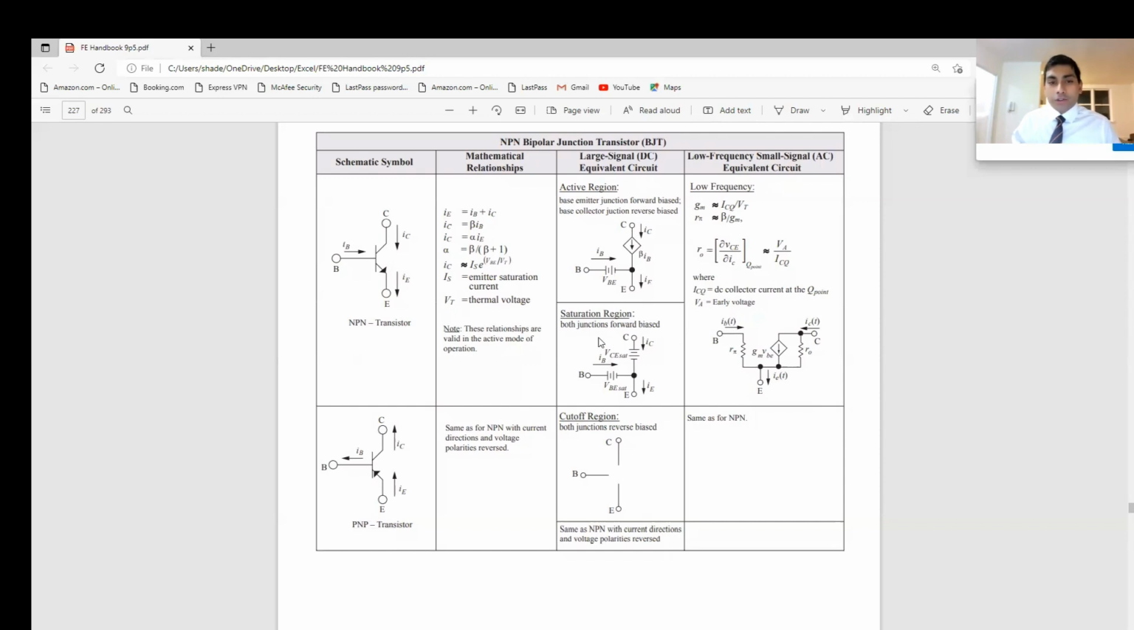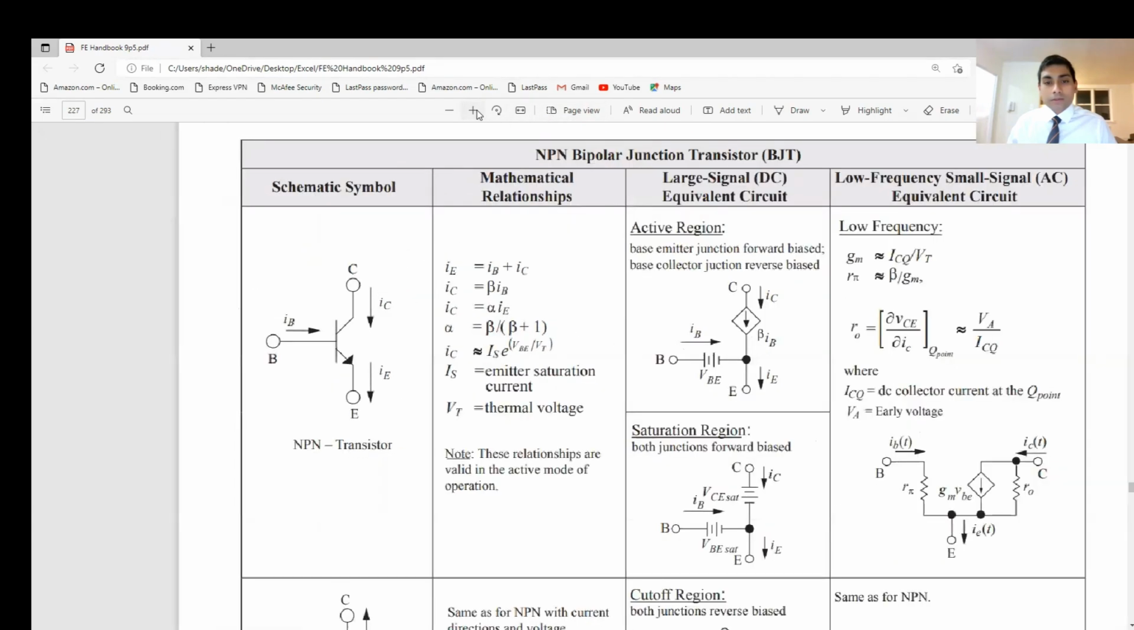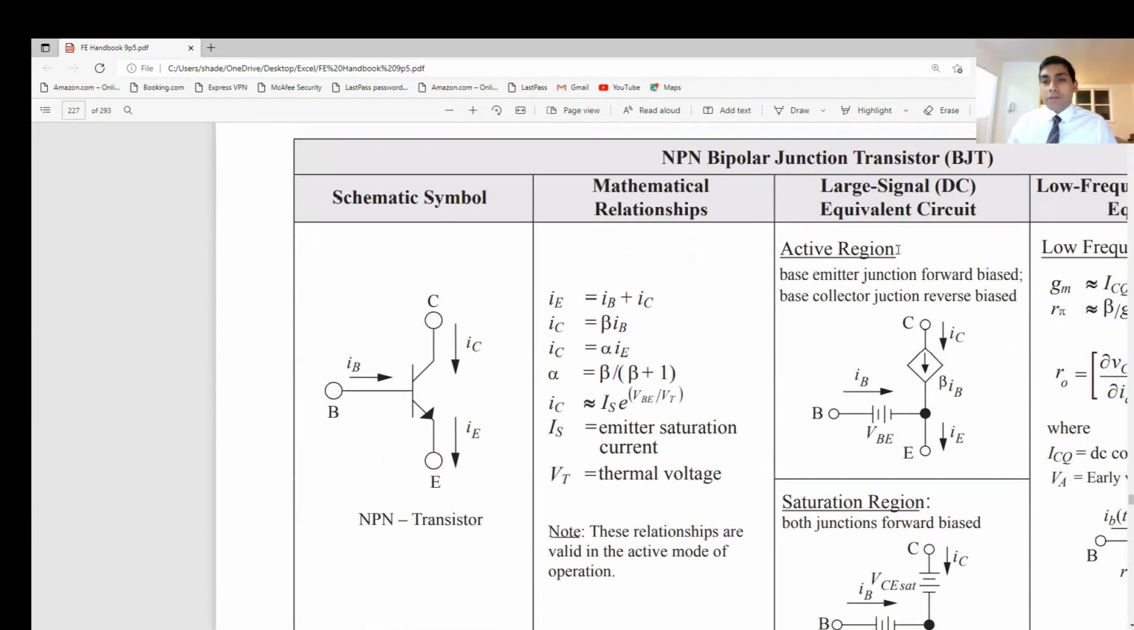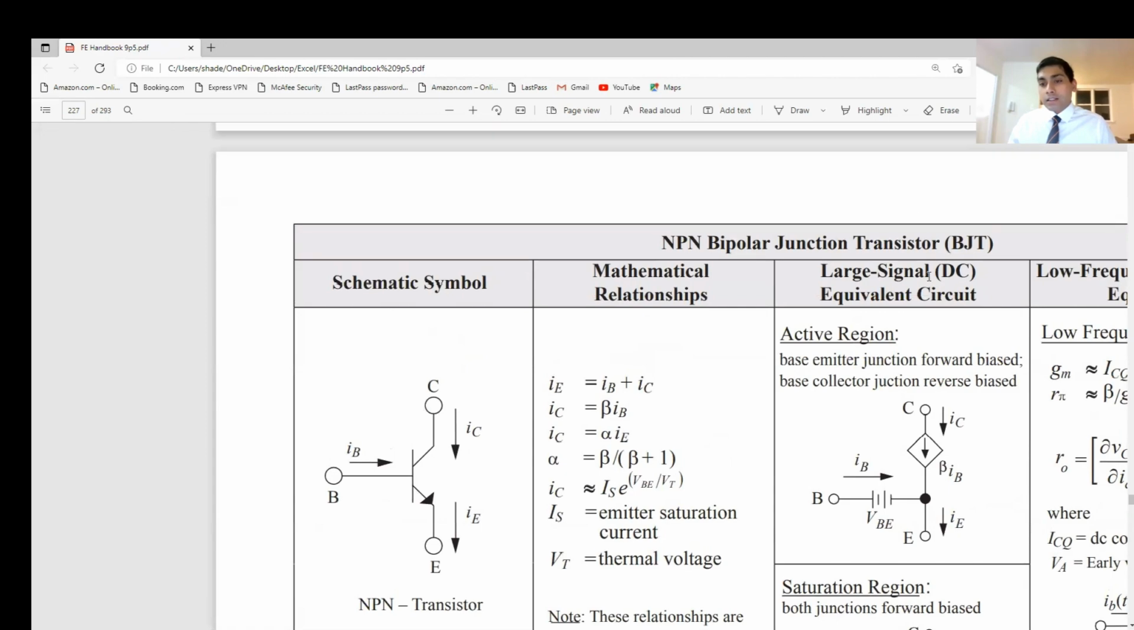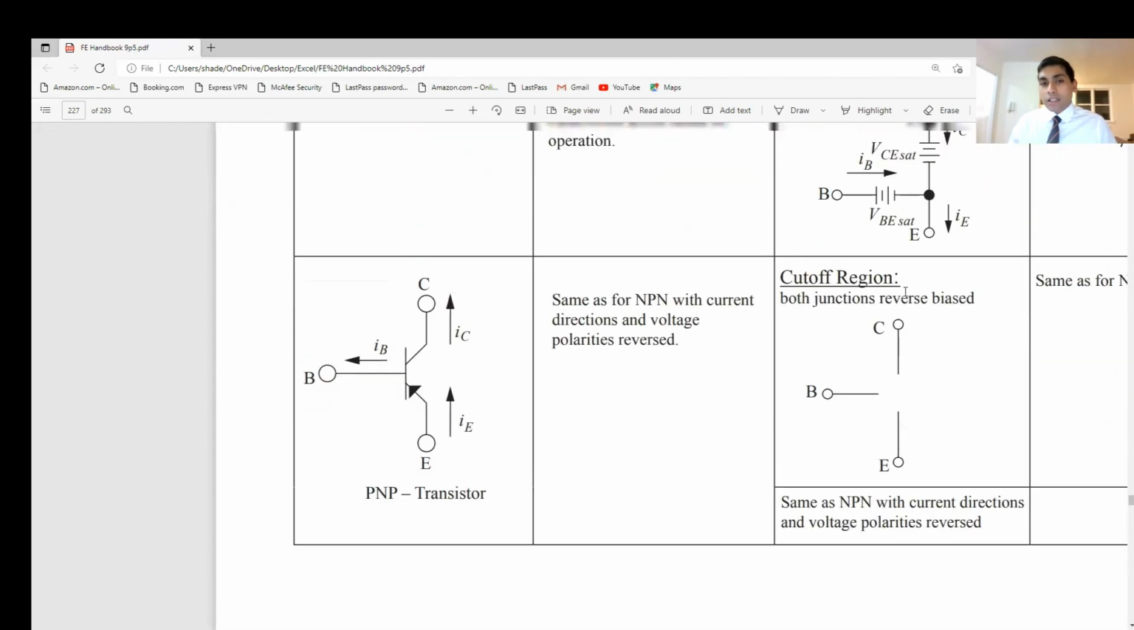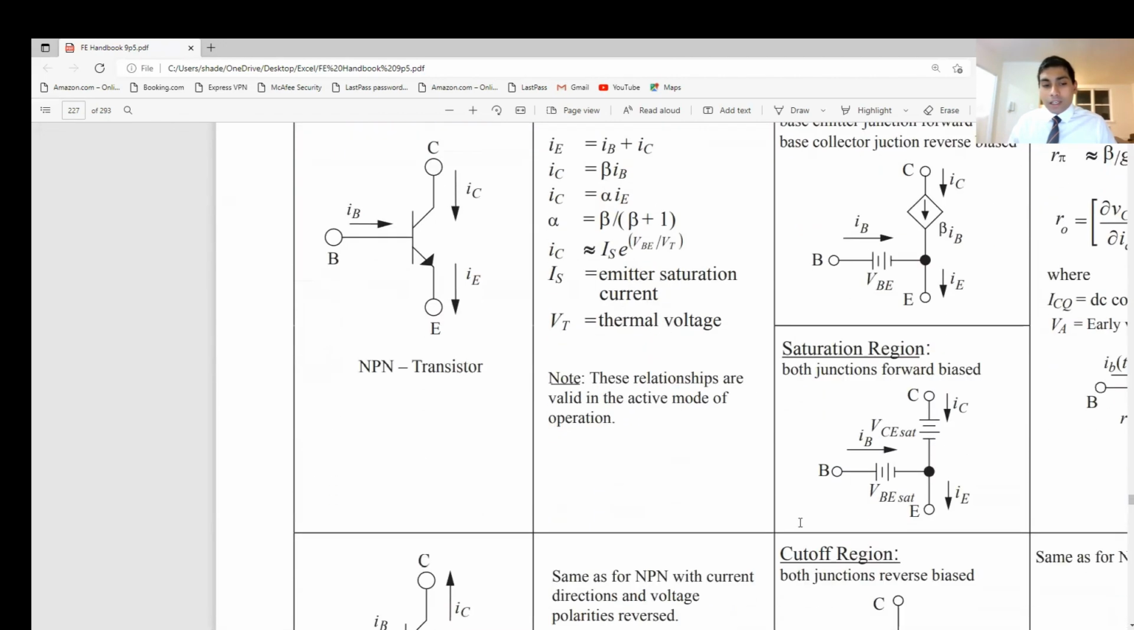Okay, so that's the saturation region, that's your active region, and that's your cutoff region. Now, moving on to this, this is when you're applying just a DC signal. As you can see over here, let me just enlarge it. These are basically when it is in a DC signal. Okay, so all these things that we discussed are for a DC signal.